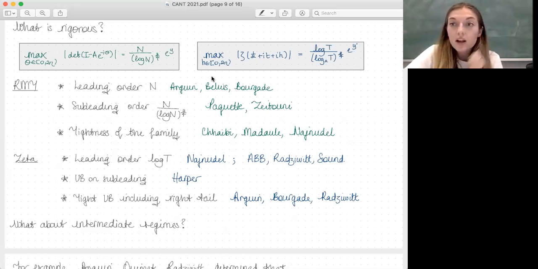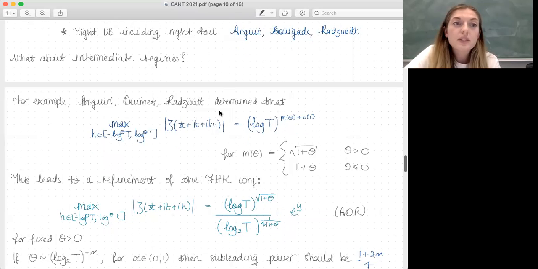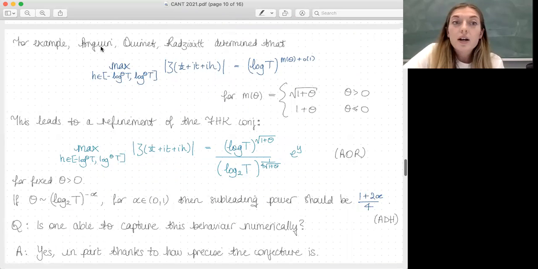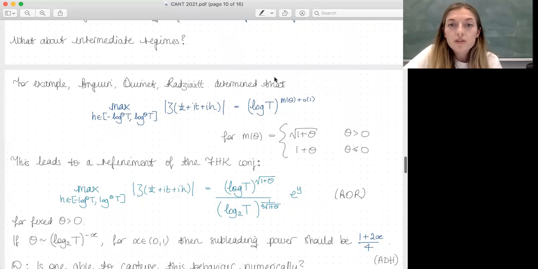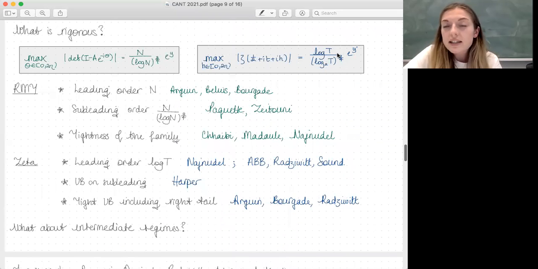Okay, so that was addressing the first range, but what about if we let our window that we're looking over grow or decay? So these are intermediate regimes. Arguin, Bourgade and Radziwill showed that if we let our intervals grow, so either log to some positive power theta, or even a negative power theta, where you can let them decay, then we actually do get a different answer. As before, sorry for going back, our leading order would be like log t to the power 1.